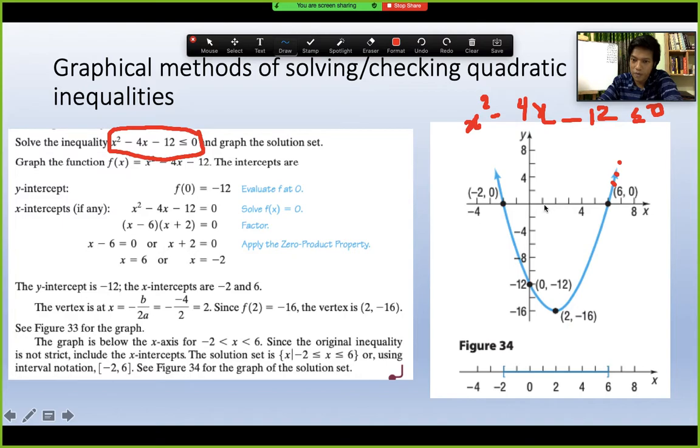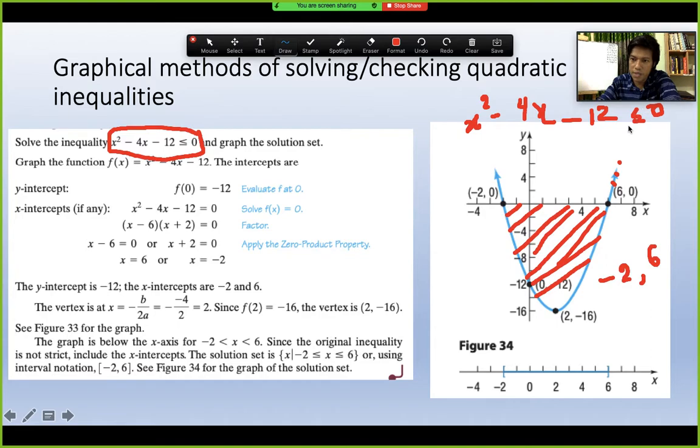And you will notice that the solution is actually this part. This part of the graph is less than 0. This is below 0, below means below the x-axis. Where it is above the x-axis, it is more than 0. Below the x-axis is less than 0. So our question is less than 0, and less than 0 is this part. That means from -2 to 6, we have our solution.